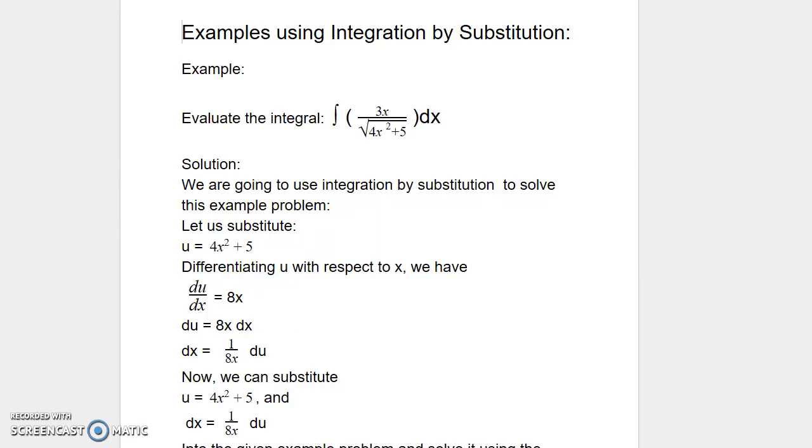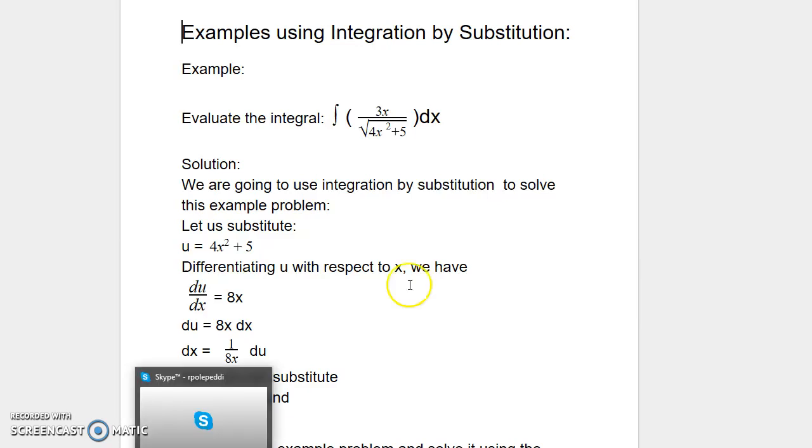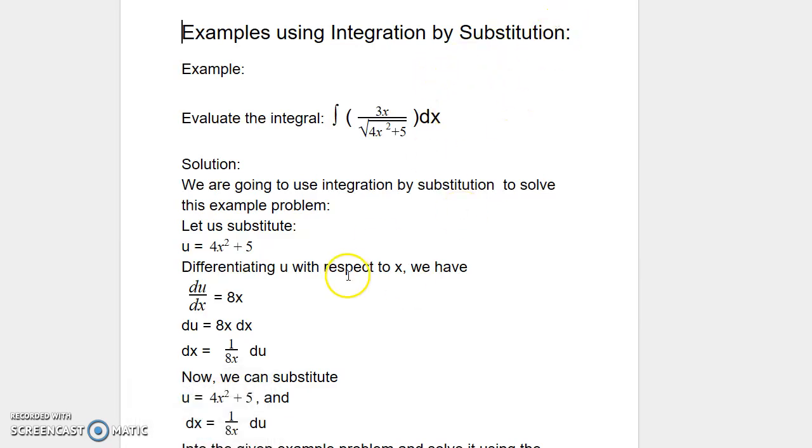Welcome to my presentation. This presentation is part of the playlist Integration by Substitution. In this presentation, we will be solving example problems related to integration by substitution. Let us look at an example.